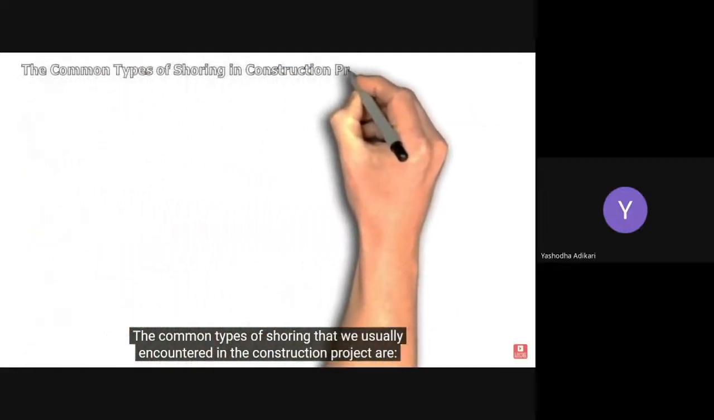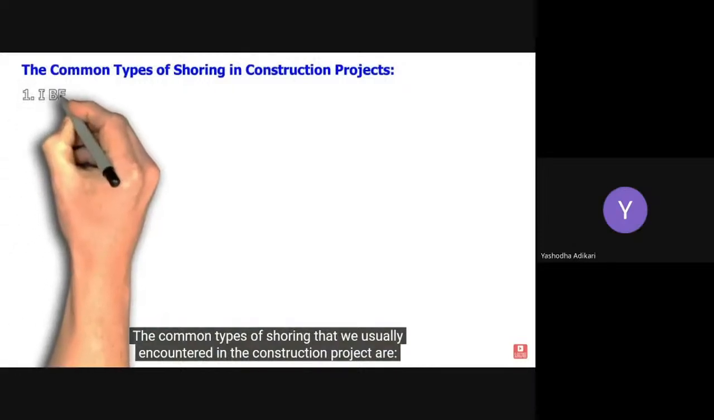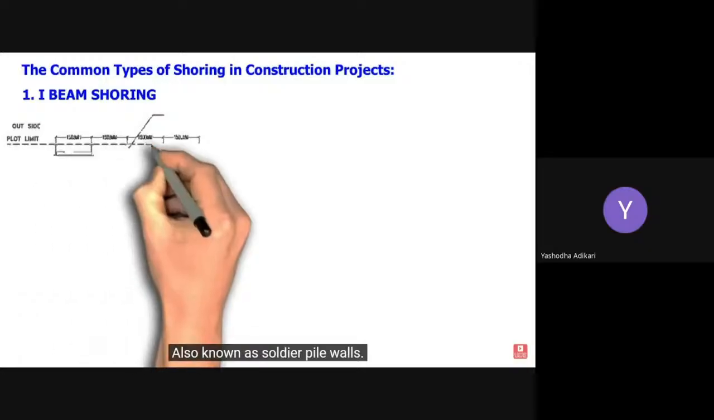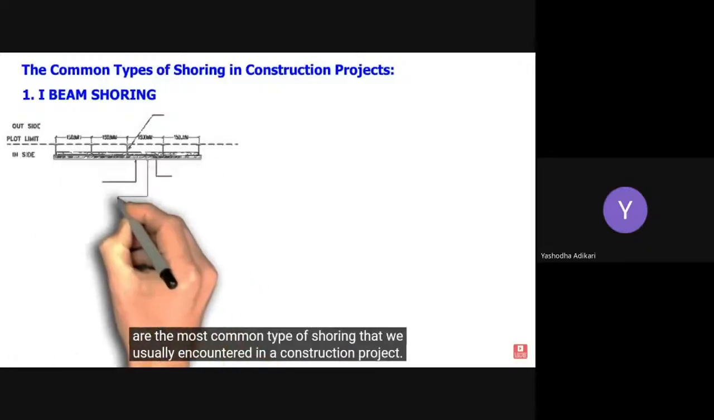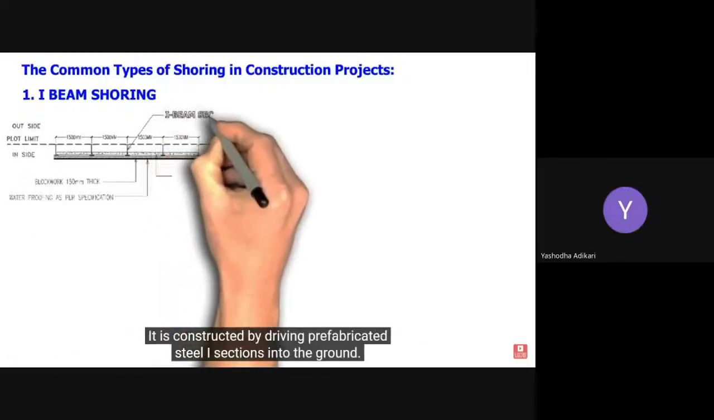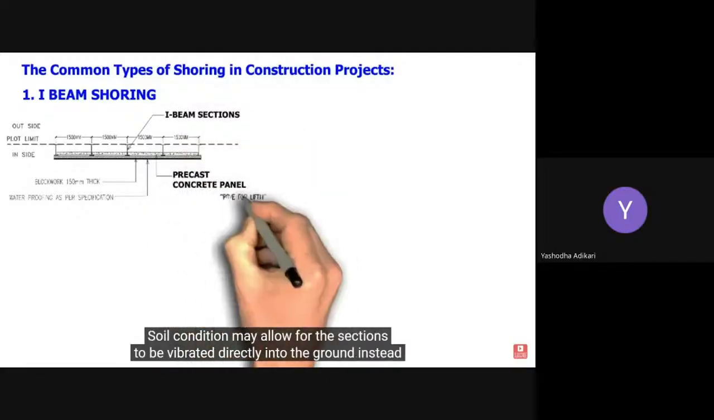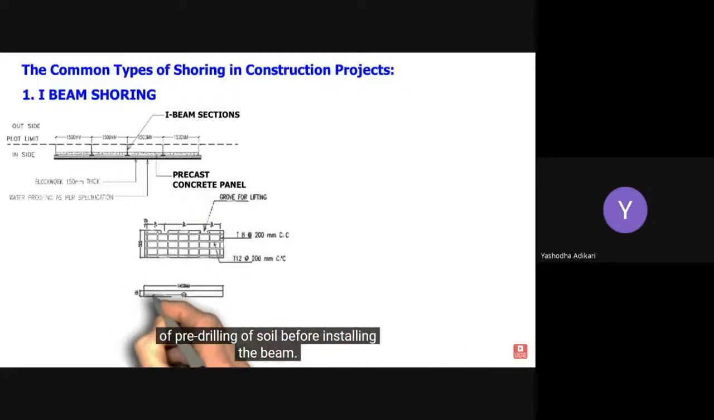The common types of shoring that we usually encounter in construction projects are: number 1, I-beam shoring, also known as soldier pile walls, the most common type of shoring that we usually encounter in a construction project. It is constructed by driving prefabricated steel sections into the ground. Soil conditions may allow the sections to be vibrated directly into the ground, instead of pre-drilling the soil before installing the beam.